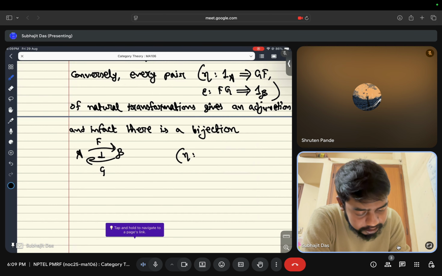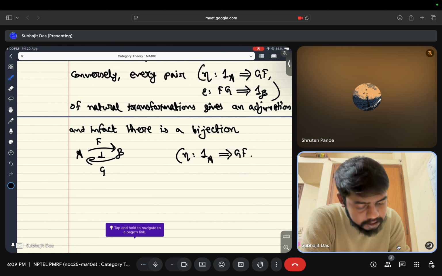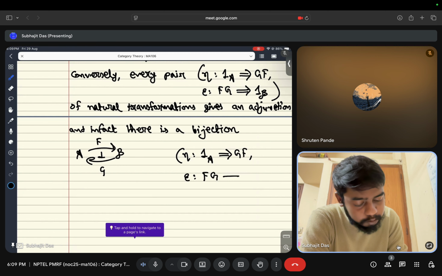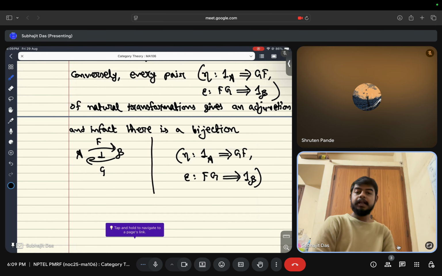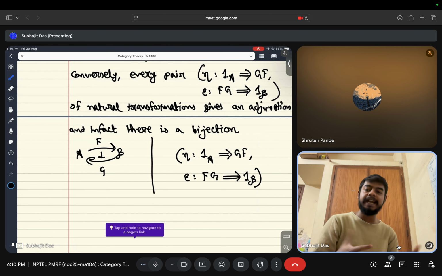So eta is a natural transformation from 1 on A into GF, and epsilon is a natural transformation from FG into 1 on B. So you have a bijection between the two. In fact, recall how we usually define an adjunction. We use Hom sets, and we use a natural bijection of Hom sets to define an adjunction.